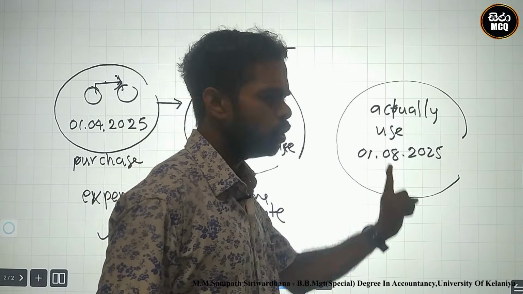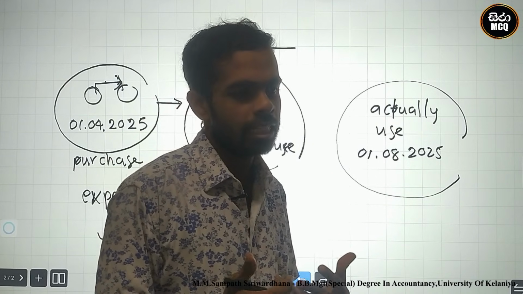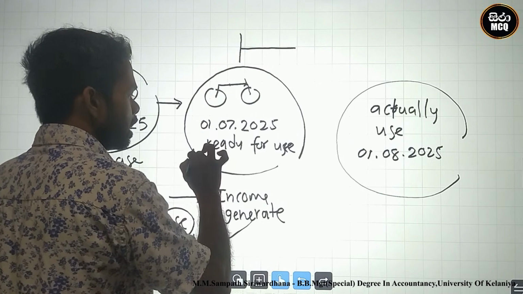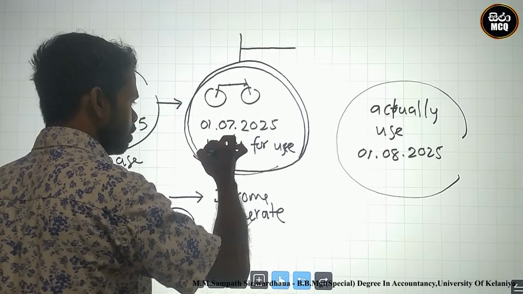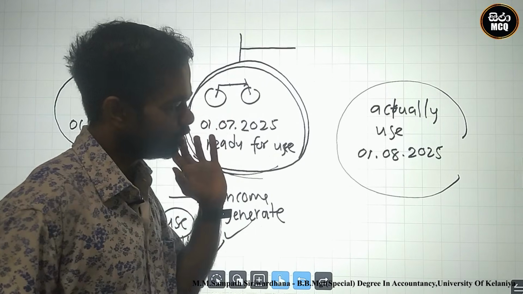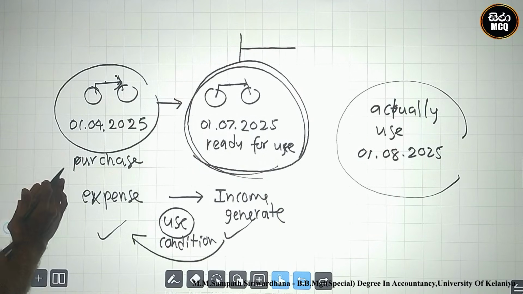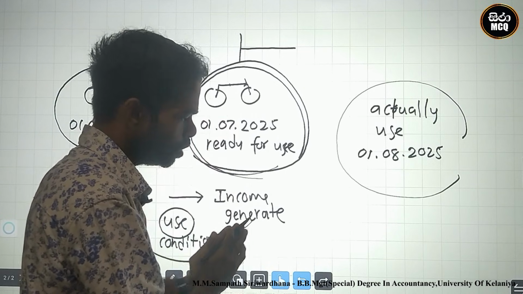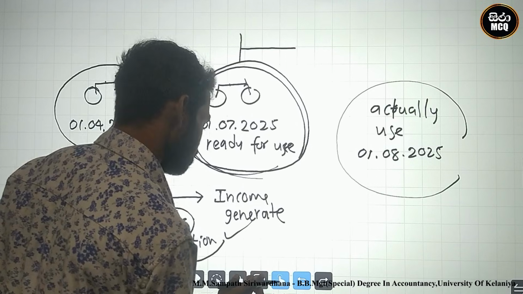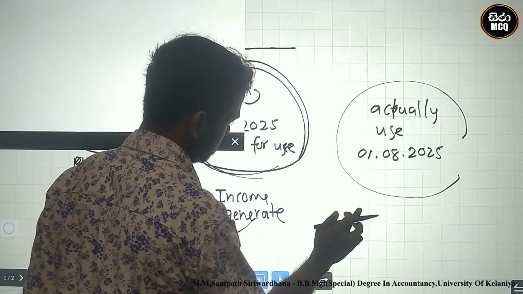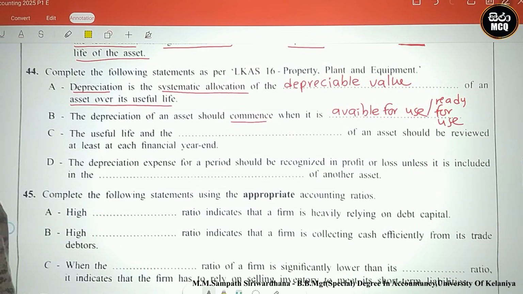The other date, actually I write it here. What is the depreciation starting date? It is this date: ready for use, available for use. This is the depreciation commencing date. Ready for use, available for use, not the actual use date, not the purchasing date. The available-for-use date is the depreciation starting point. Okay, look here, this is the available-for-use date. I filled it.